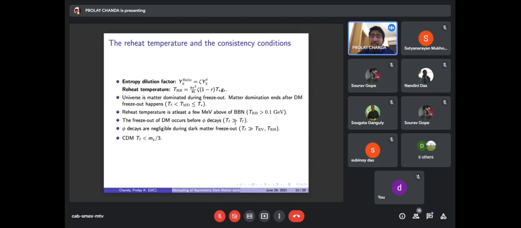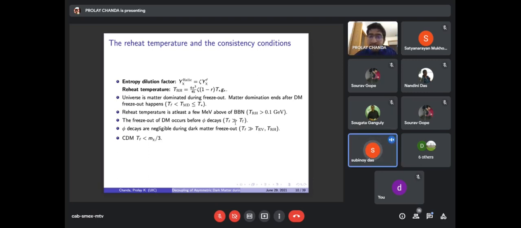So if you remember the plot that I showed, if the entropy violation becomes important, then the Hubble parameter grows as t to the fourth instead of t to the 3/2. So we do not consider that region. And of course, for cold dark matter, we choose the consistency condition that the freeze out temperature is less than mass over a factor of 3.